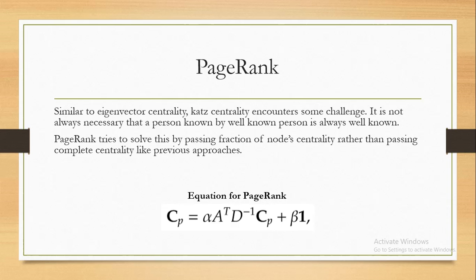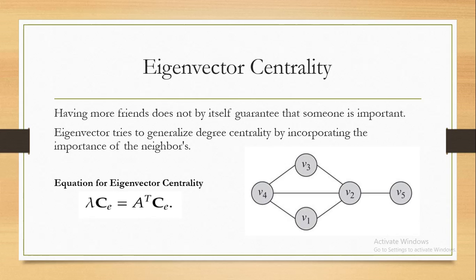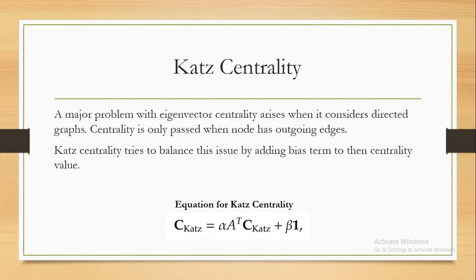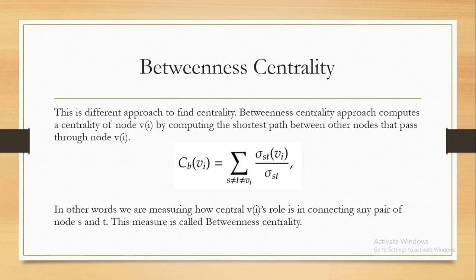In Eigenvector Centrality, the equation was lambda C equals A transpose C. In Katz Centrality, we add a bias term. And in PageRank, we add D raised to minus 1. Here, D stands for the number of degrees of that particular node, so that a fractional part is passed to its neighbor. Our next type is Betweenness Centrality.